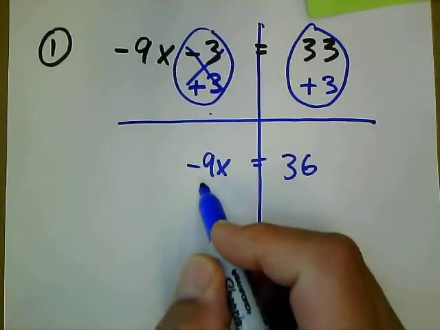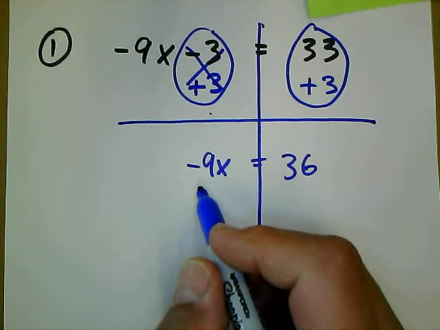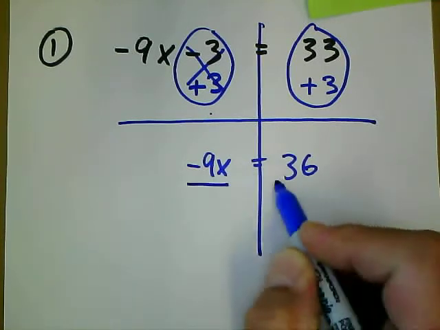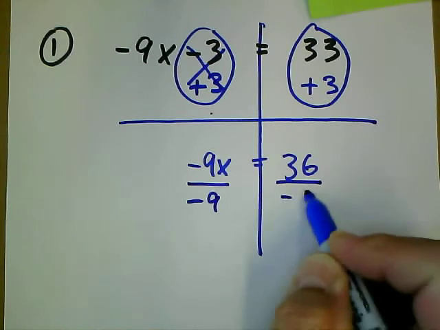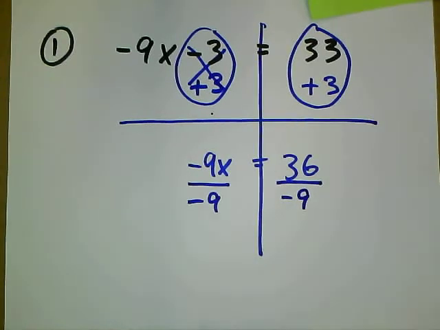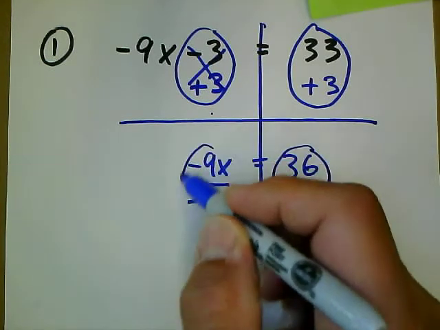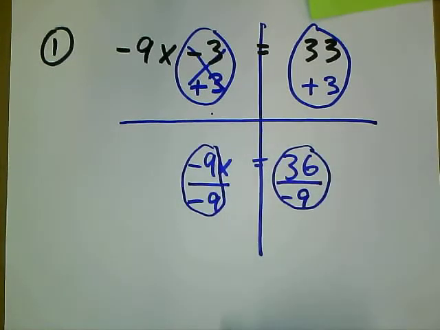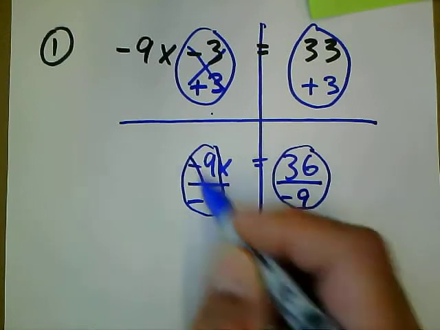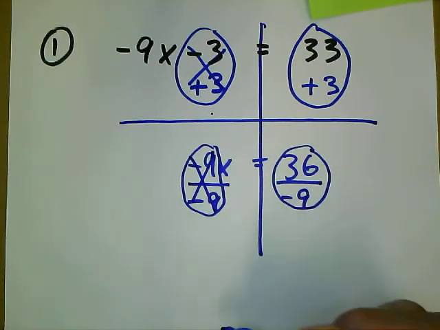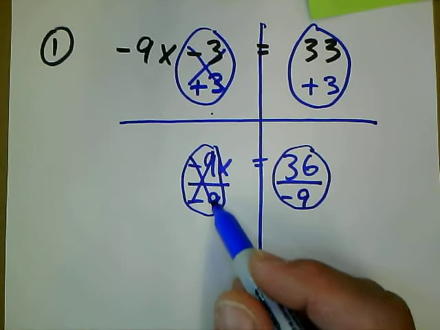Well, how do we get rid of times? Do the opposite, which is division. So we're going to divide by -9. All right, circle this up because that's an operation we're going to do. And you can circle this if you want to, but don't take the x with it. What's -9 divided by -9? That's gone, right? That's 1. -9 divided by -9 is 1.